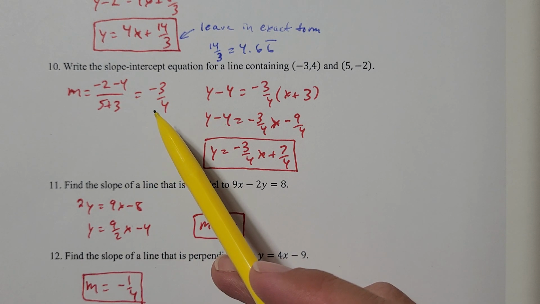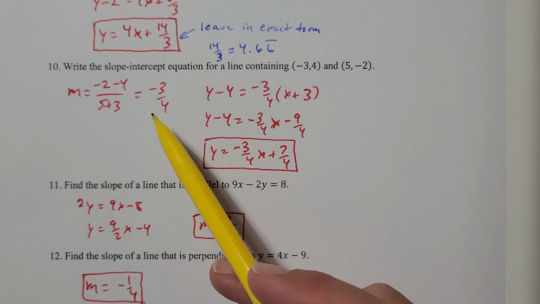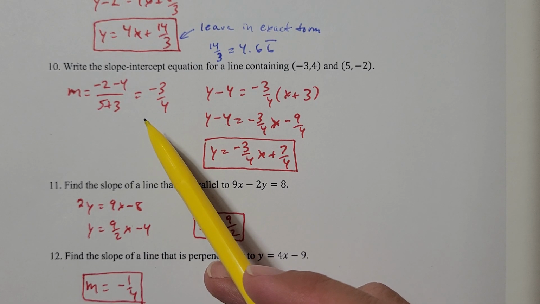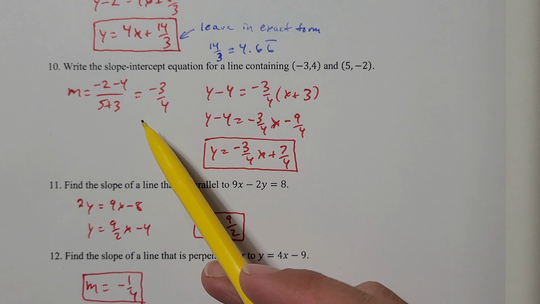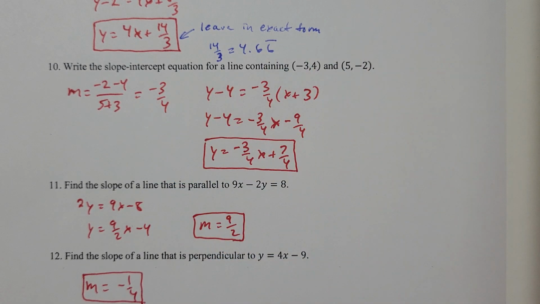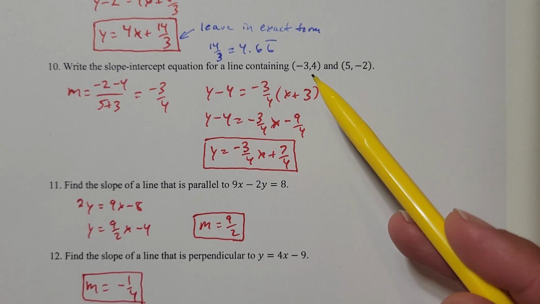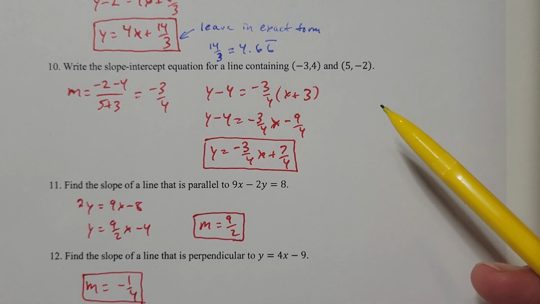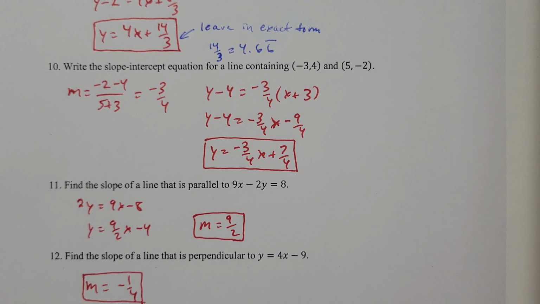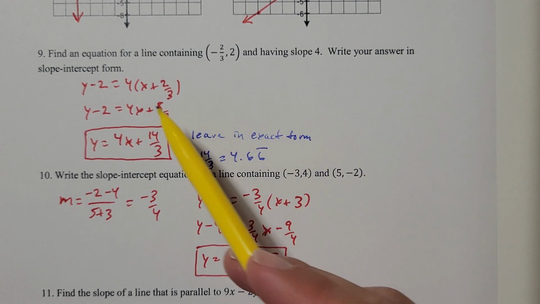That reduces to -3/4. And again, reduce these numbers. Simplify everything as far as you can go. Okay. So then now I know the slope of this line is -3/4, and I know a point on this line. I know 2 points on this line. Okay. So why don't we use the point slope form next?